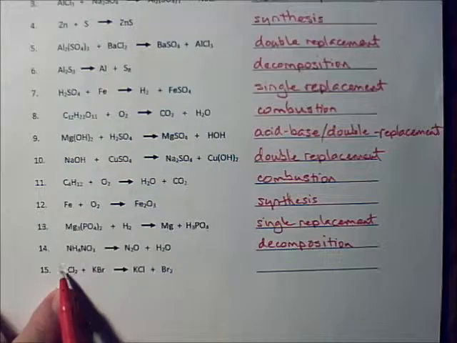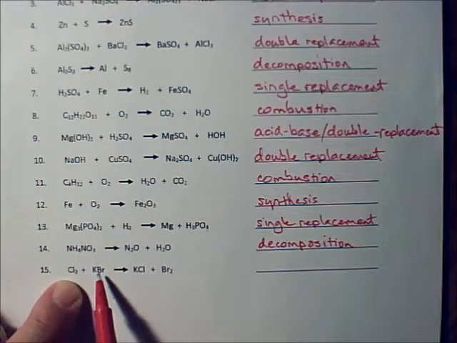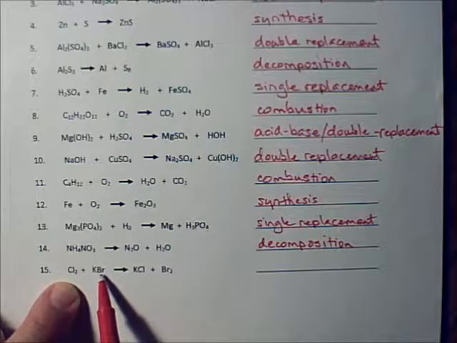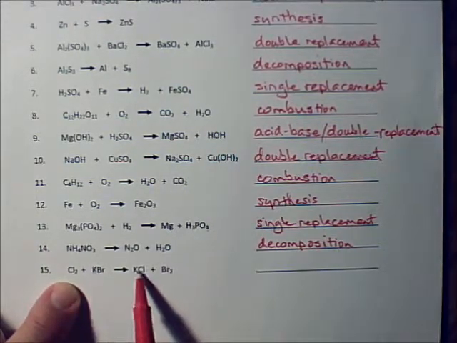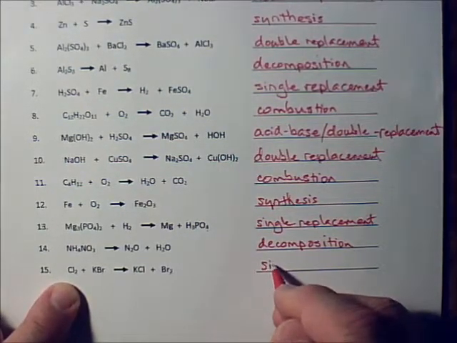We've got an element by itself. Here's a compound. The element is going to go over here and kick out the element that's light. Chlorine is one of the halogens. Bromine is also one of the halogens. Because it is going to replace that, potassium is now joined up with the chlorine here, leaving bromine by itself. This is single replacement or single displacement.